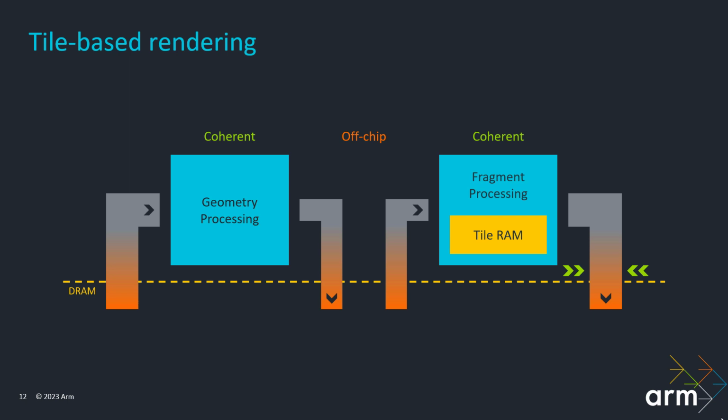There isn't a right architecture here. These two architectures are simply making different trade-offs about the importance of geometry and pixels, and for the majority of content that we see on mobile, we believe that tile-based rendering gives us the best result.